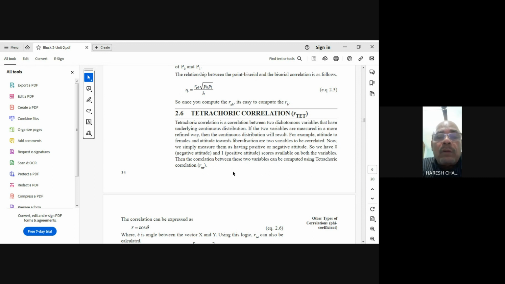Good has an underlying continuity. Another example is attitude. For example, attitude to females and attitude towards liberalization are two variables to be correlated. Attitude towards females is not just good or bad, there is a continuity, but if you have only two dimensions then you can go for tetrachoric correlation. Tetrachoric correlation means when the variable measure is dichotomous but having some underlying continuity.